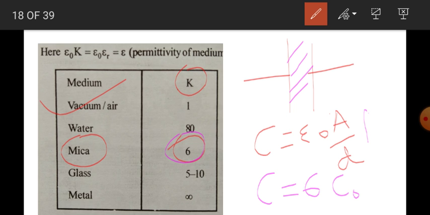In that case, I need to add K, so my capacitance will increase K times. Why does it happen actually? What is the reason for that? That is the main thing, so let's learn about that.